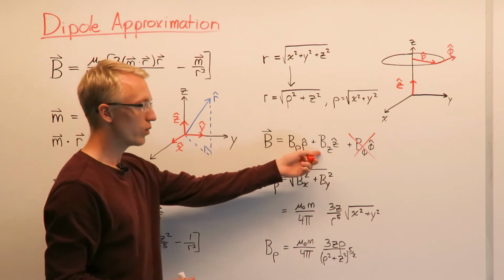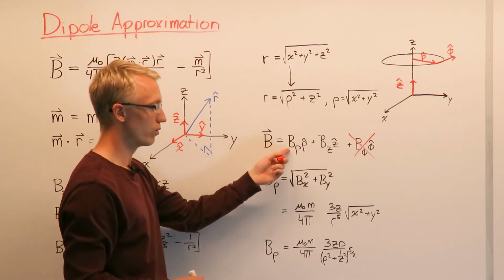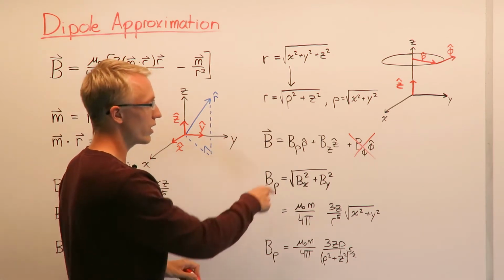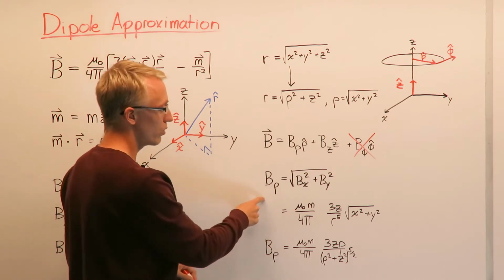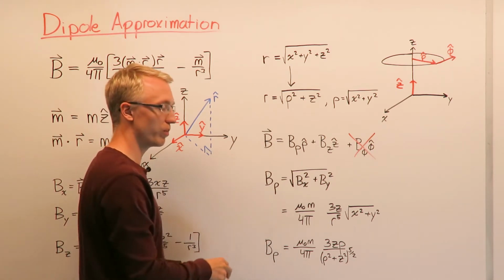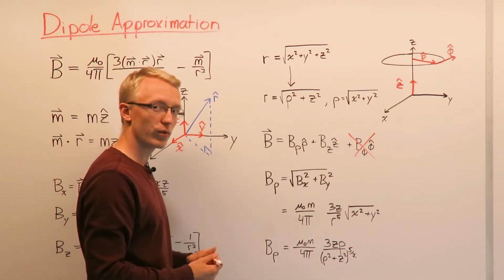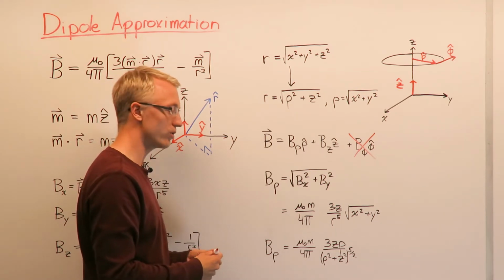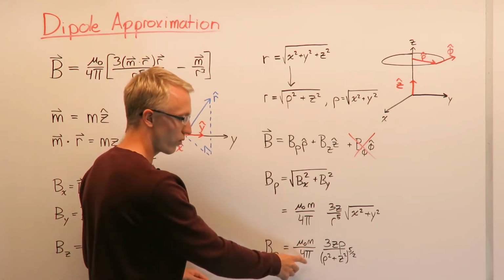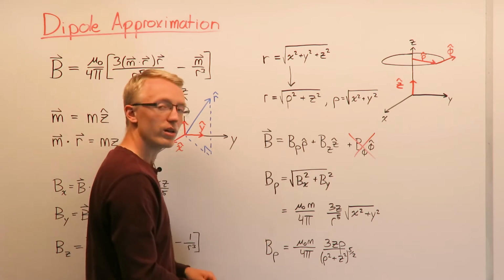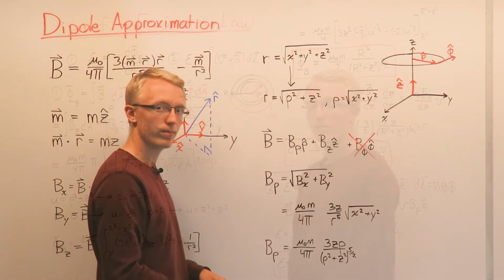We already know what the z component is from earlier, so we just have to calculate B rho. Just like rho is equal to the square root of x squared plus y squared, B rho is actually just equal to the square root of Bx squared plus By squared. Plugging in the expressions that we found earlier for these two values, we get that B rho is equal to mu naught m over 4 pi times 3 z rho over rho squared plus z squared to the 5/2.